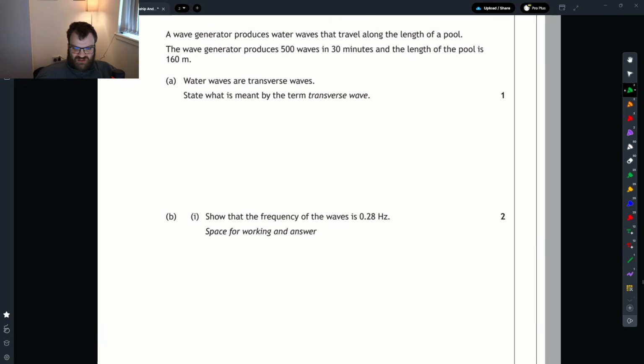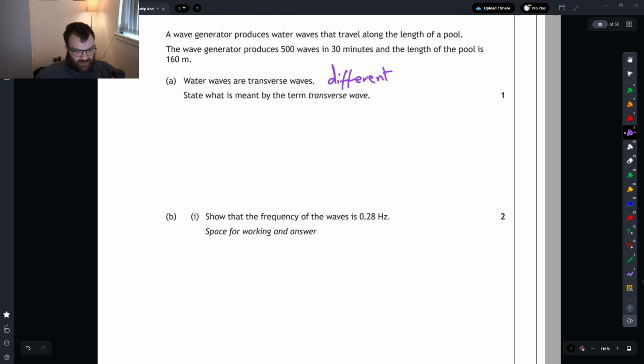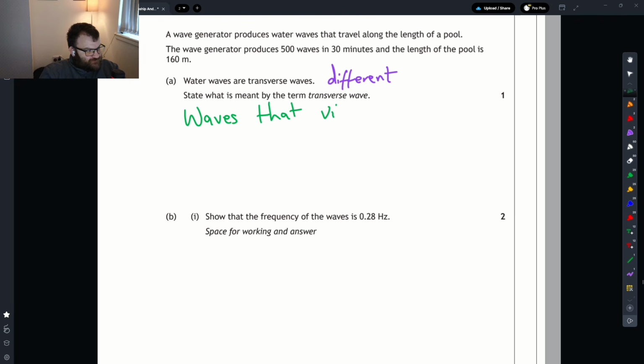Next up, we're talking about transverse waves. So there's longitudinal and transverse. This is to do with the movement of the wave and its vibrations. So they move and vibrate at 90 degrees to each other. So these are waves that vibrate at 90 degrees to the direction of travel.